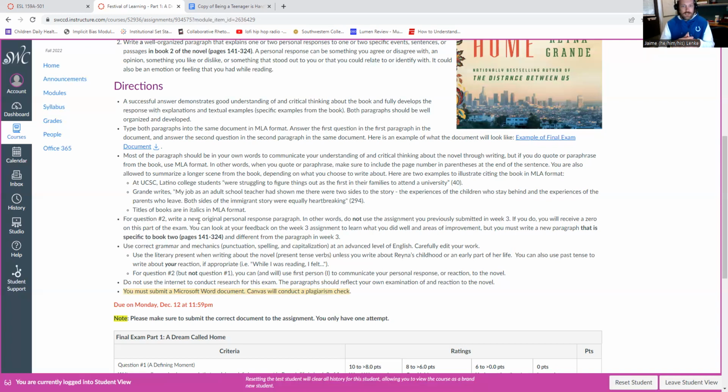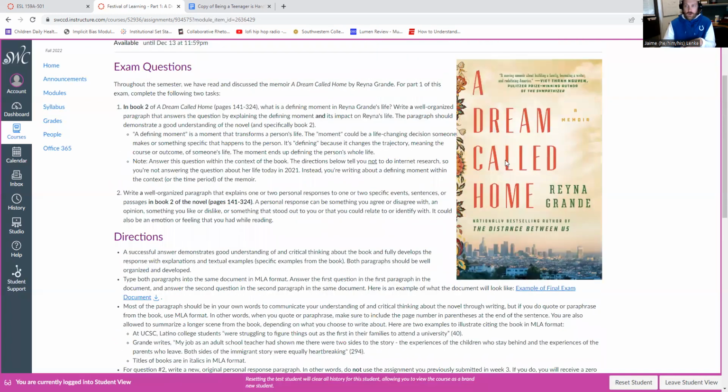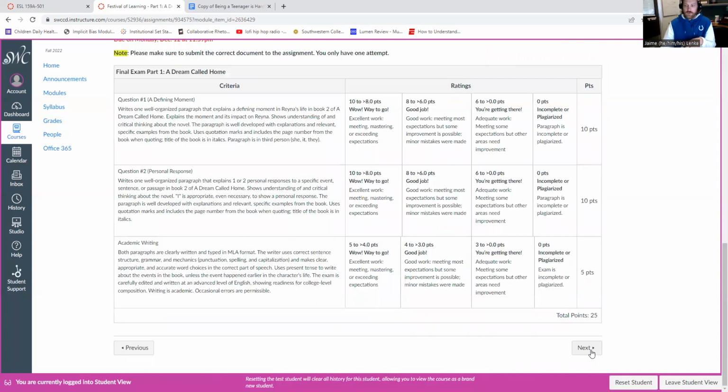You can use ideas that you've already written about in your previous assignments. The only thing that I do not want you to do is copy and paste sentences or paragraphs from previous assignments, right? I want you to create something new for this. You can use the ideas, but rewrite them. Okay? So that's part one: you're writing 2 paragraphs about A Dream Called Home, answering a defining moment, and then personal connections. Okay, and that's worth 25 points. Here's the rubric.